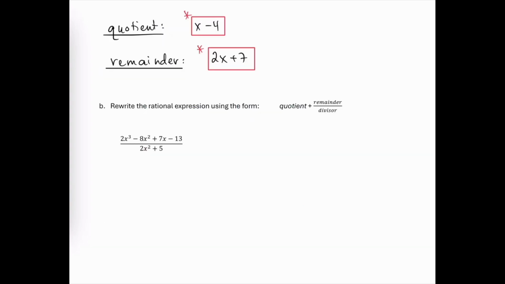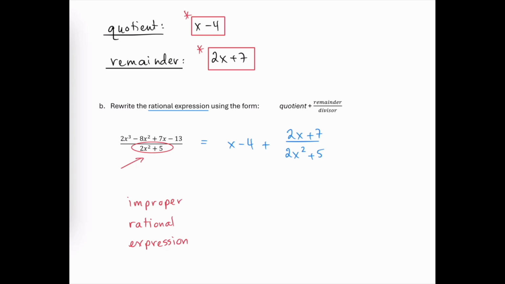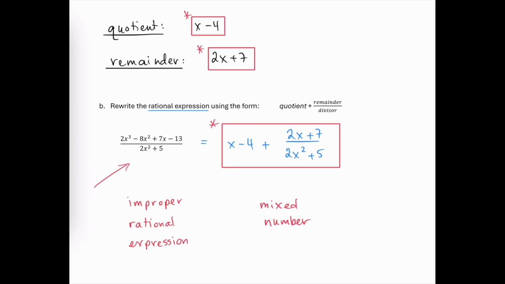So now for part B, we're asked to rewrite the rational expression using the form quotient plus remainder over divisor, which again is how we would come up with the mixed number version of an improper fraction. And so this also works for improper rational expressions. We can rewrite it as the quotient, which we found to be x minus 4, plus the remainder, which was 2x plus 7, divided by the divisor, which is 2x squared plus 5. Remember, this quantity down here is the divisor. So now what we have is essentially the mixed number version of the original improper rational expression.